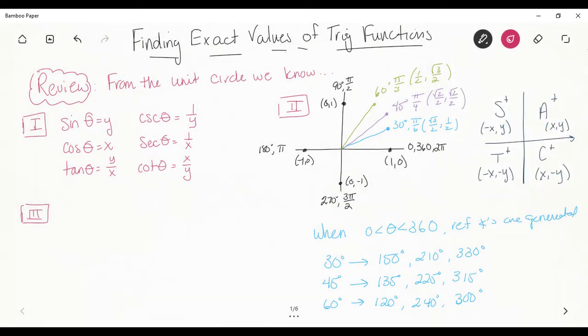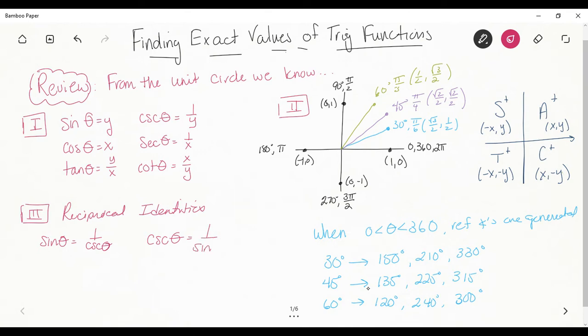The last piece of information you definitely need to be very familiar with in finding exact values are the reciprocal identities, sorry. The reciprocal identities for sine would be 1 over cosecant. And cosecant would be equivalent to 1 over sine.